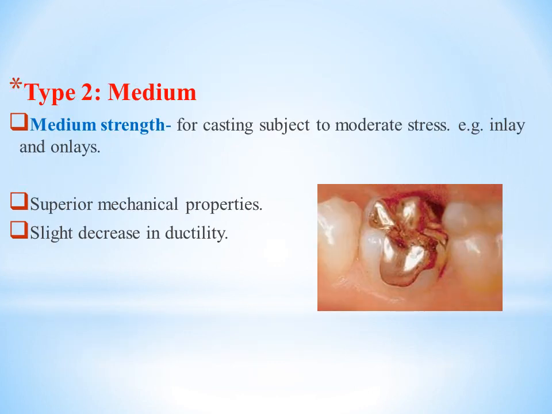Now type 2 is the medium strength, and it's used for casting subjected to moderate stress, for example in case of inlays and onlays. It has superior mechanical properties compared to type 1, and there is a slight decrease in the ductility due to the decrease in the gold content. Now the previous table in which all the types were shown would be better for memorizing and understanding both the application and the hardness or the softness of the gold alloys.